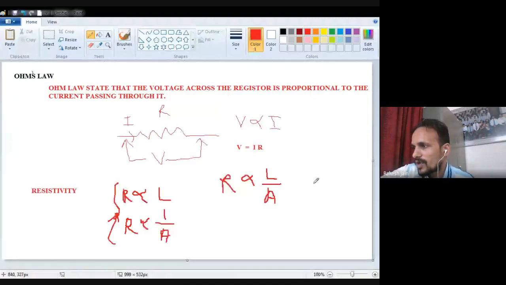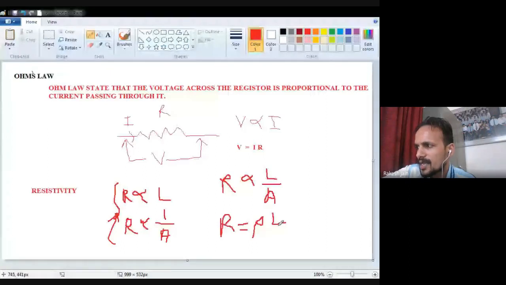Whenever we remove this proportional sign, some constant should be there, and that constant in this term is rho. It is pronounced as rho. It looks like a typical letter P, but it is not actually P. P is like this one.